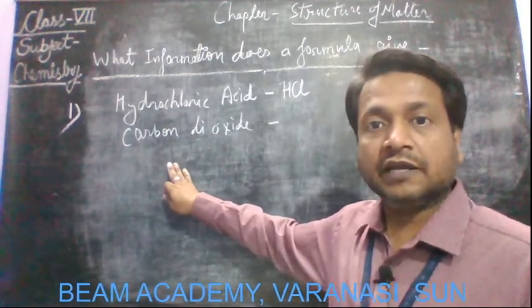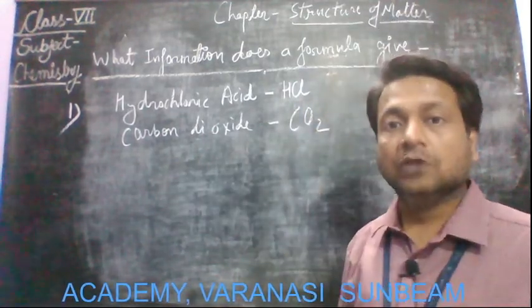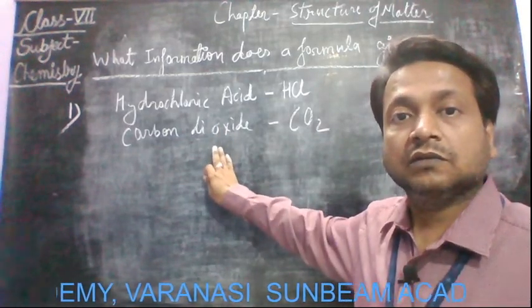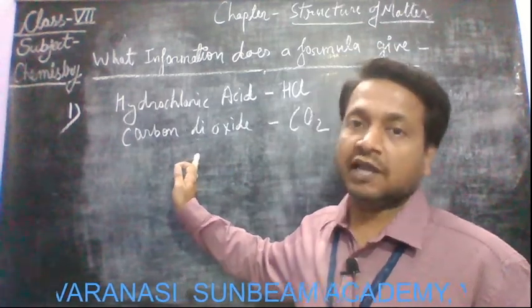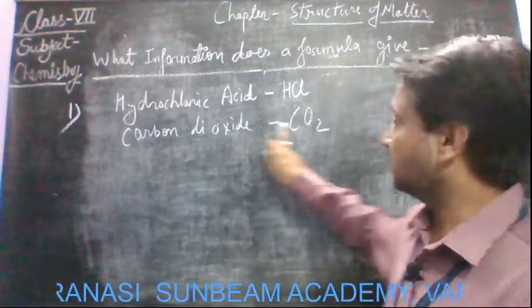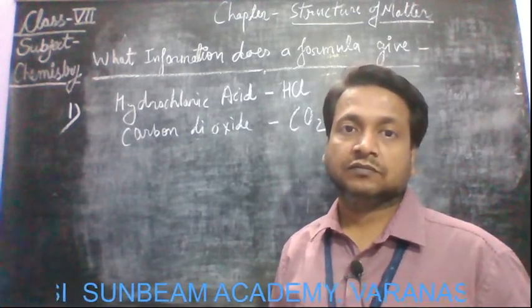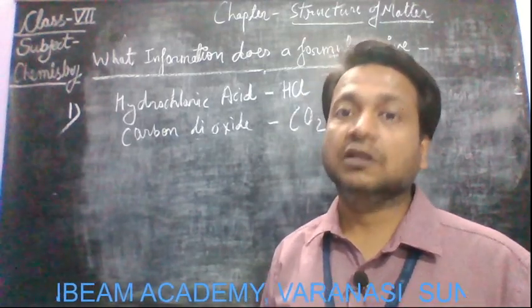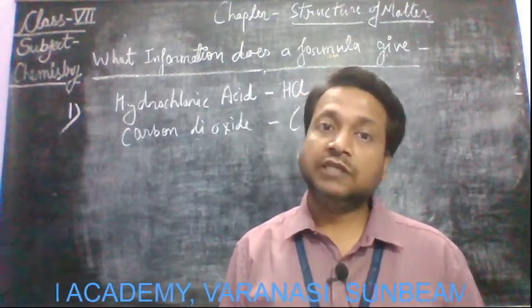Carbon dioxide, its formula is CO2. So it's going to inform us that this compound is made up from the two different elements, and those elements are carbon and oxygen. Okay, children, I hope that you understood the first information which a formula is going to provide us. Now come to the second.